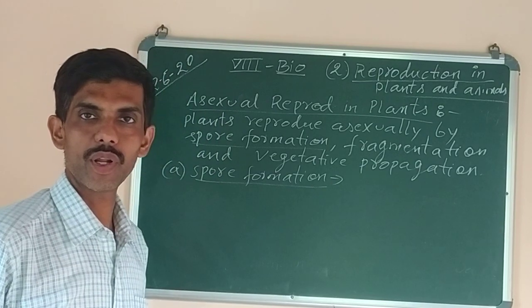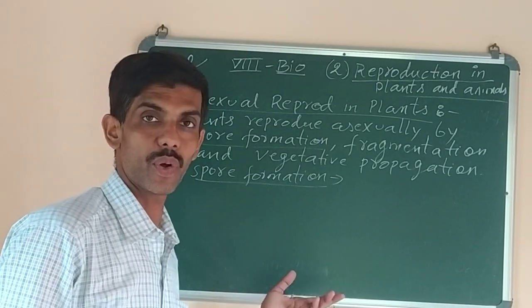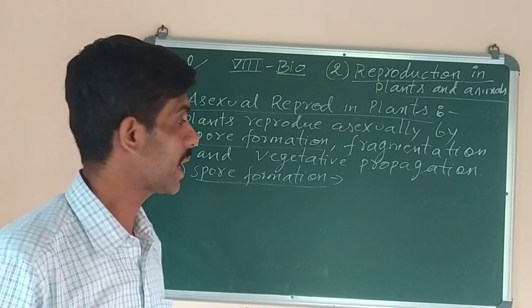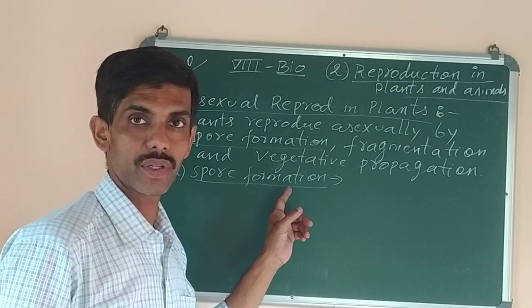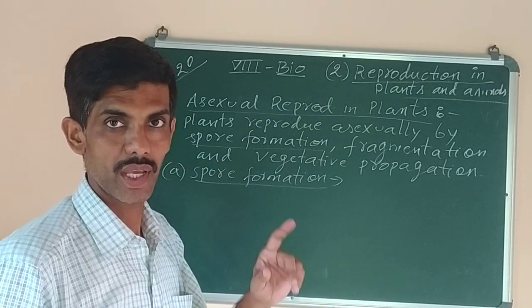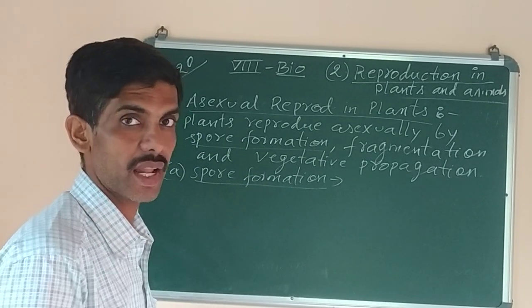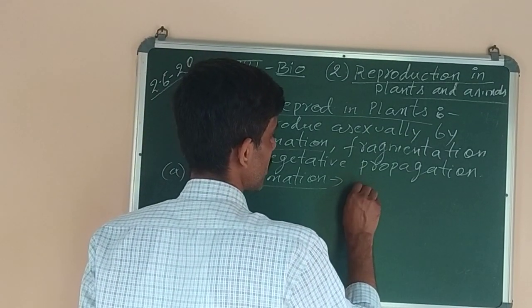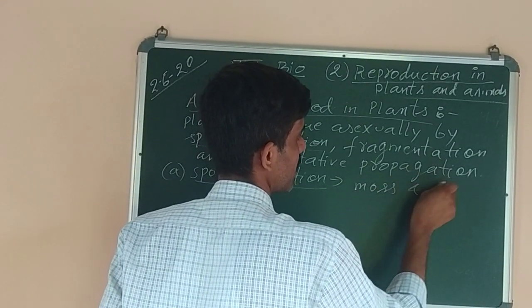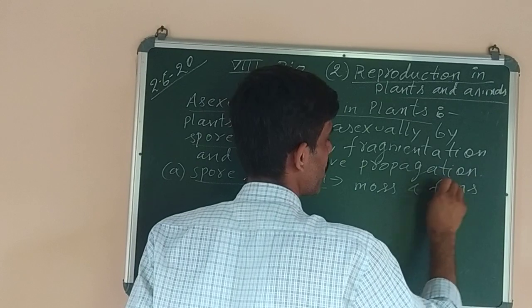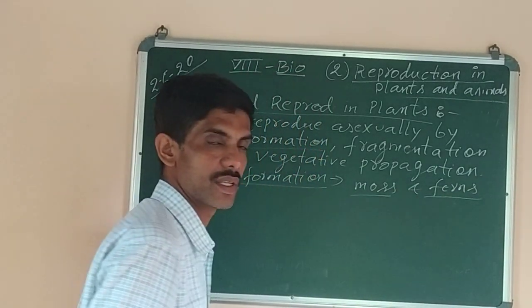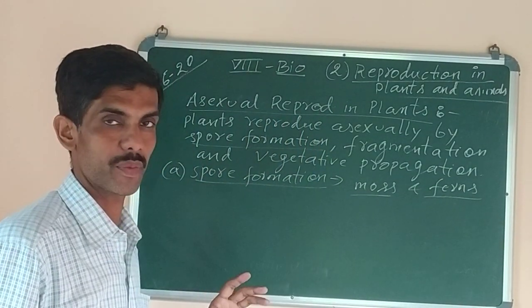Now, which plants reproduce by spore formation? What is spore? So first of all, you have to see that this type of asexual reproduction by spore formation is found in lower plants like mosses and ferns. Moss and fern. Fern is a type of pteridophyte. These are the plants that reproduce asexually by spore formation.